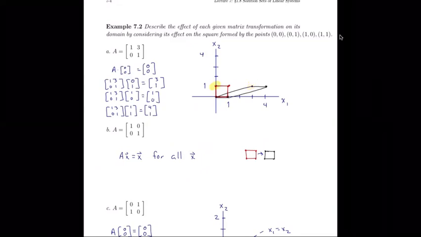So this is what we see happens. 1, 0 maps to 1, 0. This point remains fixed. It stays in place. And then last one, we have 1, 1 maps to 4, 1. So this point maps to this point. So this is called, I believe, a shear. We've slid the top of this unit square along the x1 direction, forming this parallelogram here.